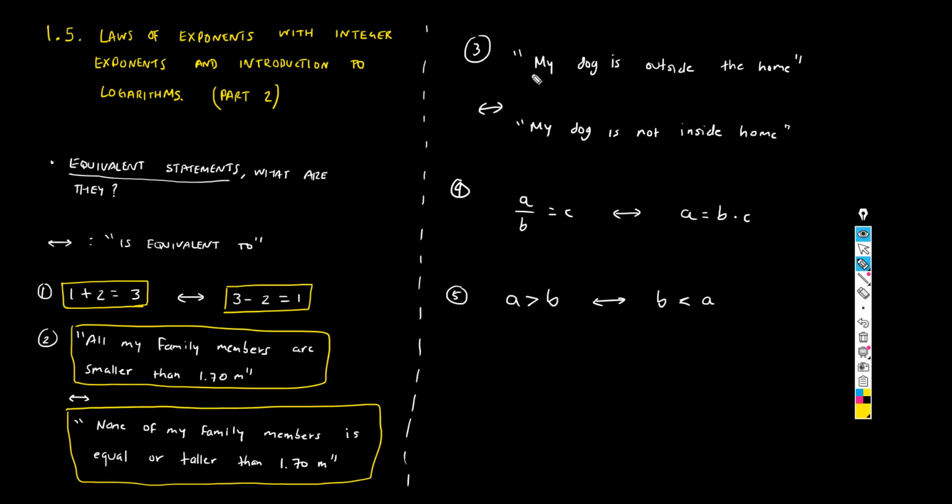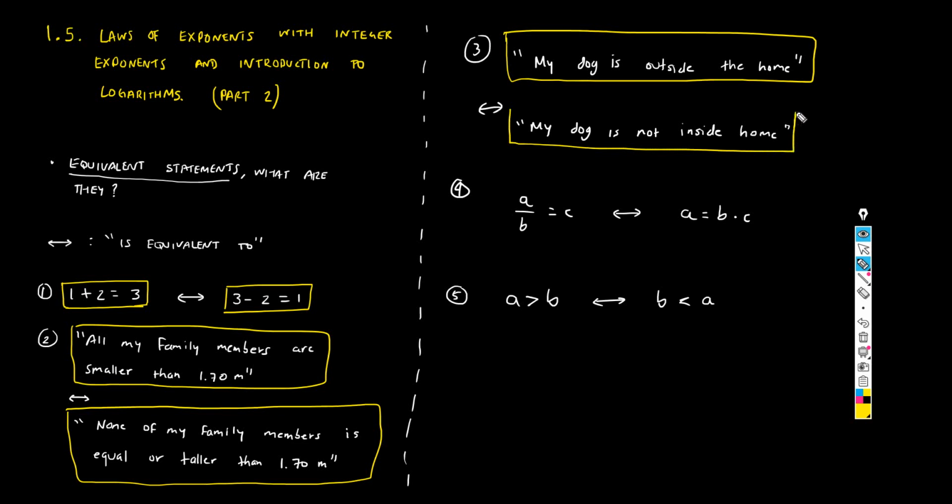Number 3, a very simple example. My dog is outside the home. So that's a statement. I'm making an affirmation. Therefore, in mathematics or in logic, that's a statement. My dog is outside the home. So that statement is equivalent to saying that my dog is not inside the home.